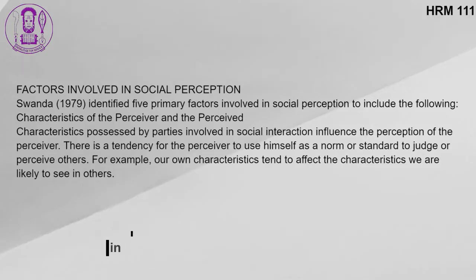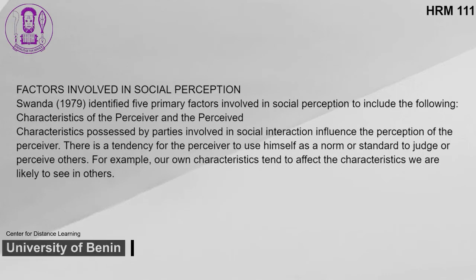Factors involved in social perception. Swanda, 1979, identified 5 primary factors involved in social perception to include the following. Characteristics of the perceiver and the perceived. Characteristics possessed by parties involved in social interaction influence the perception of the perceiver.